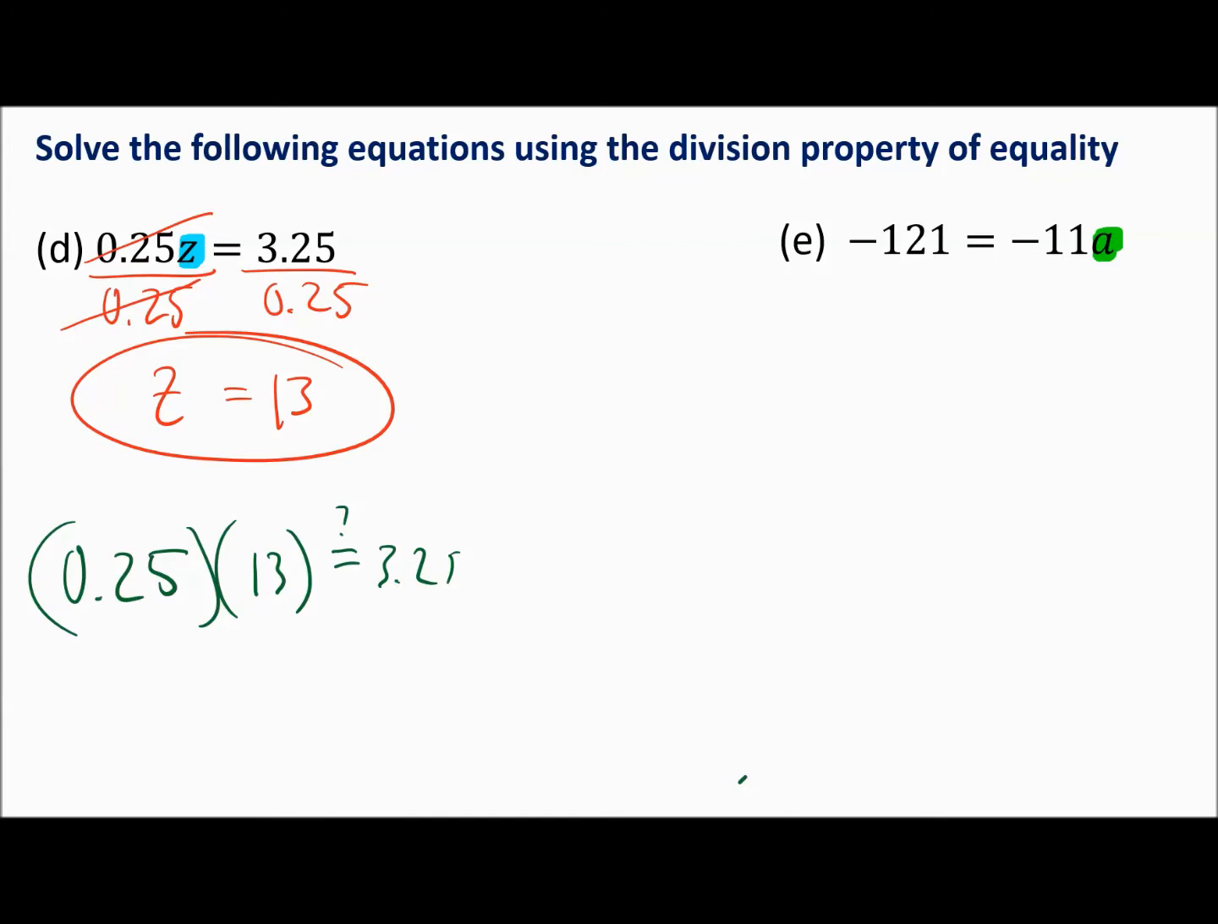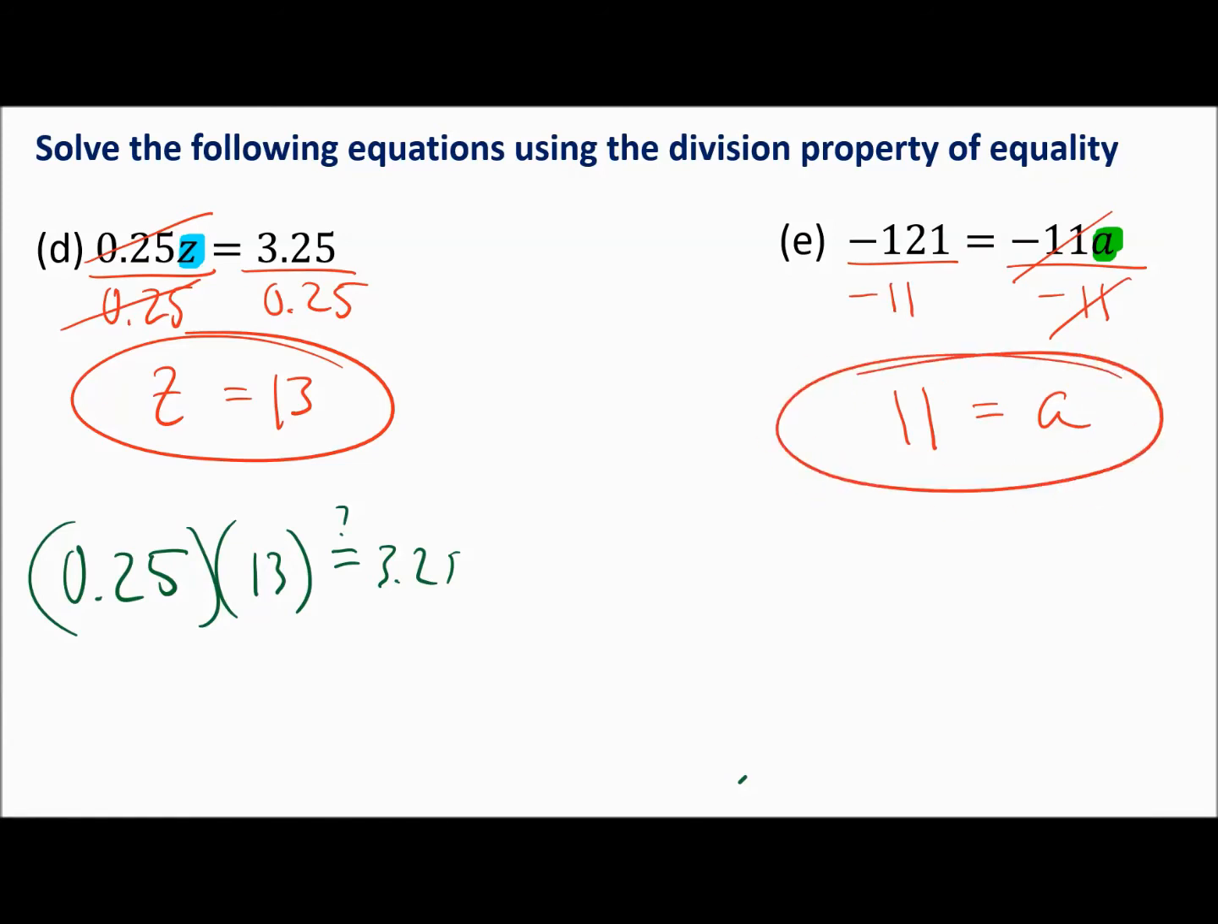Well, I have to get A isolated. Then I ask myself, why is it not already isolated? Well, because it's being multiplied by negative 11. How do I get rid of multiplication? Aha, I divide. So I must divide the left side by negative 11, which means I also divide the right side by negative 11. Is it okay if my variable's on the right? It sure is. So my A comes down, and then negative 121 divided by negative 11 is a positive 11.